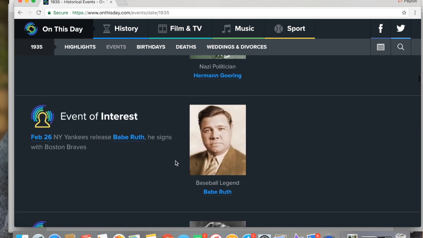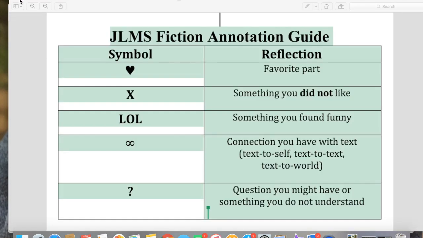Okay, here's Babe Ruth. Yankees release Babe Ruth and he signs with the Boston Braves. I don't really know what that means, so maybe I'm going to have that as my question mark. So I'm going to switch over to my sketchbook to show you what I mean of what we're supposed to do for the next part.